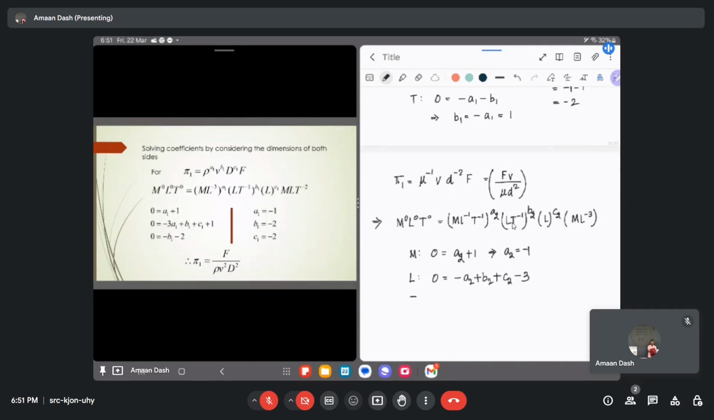And then we have T. 0 is equal to minus a2 minus b2. There are no more T's. Okay. This implies b2 is equal to minus a2, which is nothing but 1. And then we can substitute here. 0 is equal to minus a2 plus a2, so plus 1. B is equal to 1 minus 3, plus we have c2, so c2 is equal to 1.